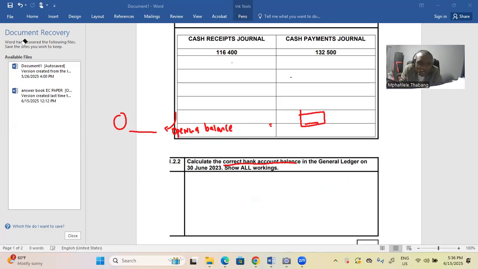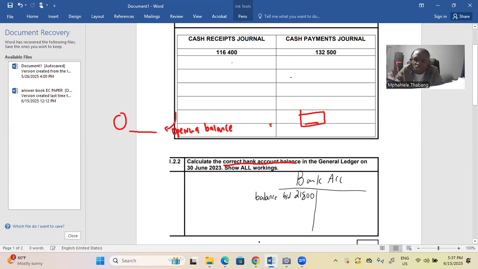Let me do this. I want to annotate it here. So I'm going to open my T account, bank account. How much? I'm going to say balance brought down 21,800. This is the opening balance. You write it on the debit side. Okay. That was the opening balance in the bank account. Let's go back to the question.